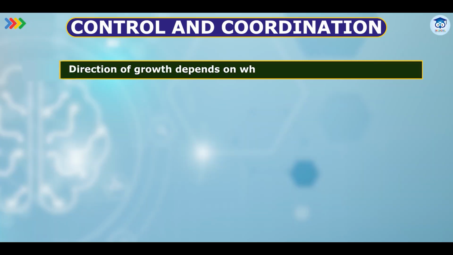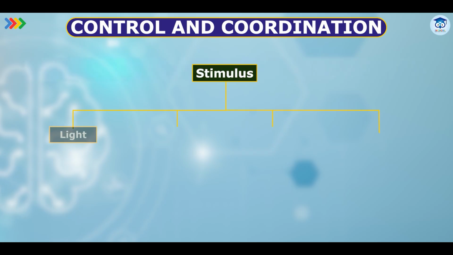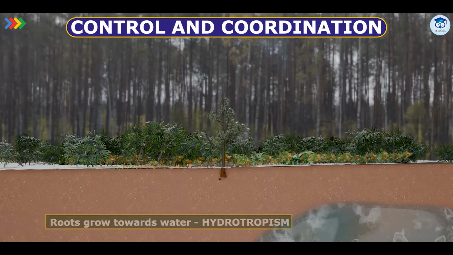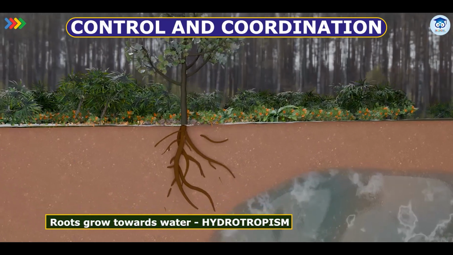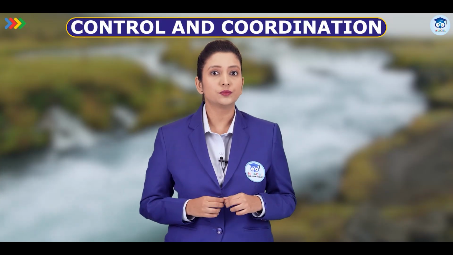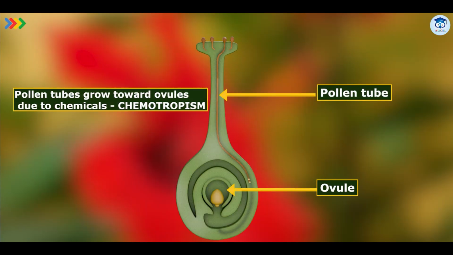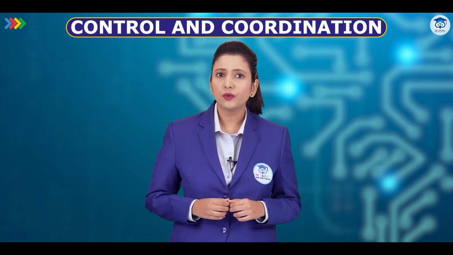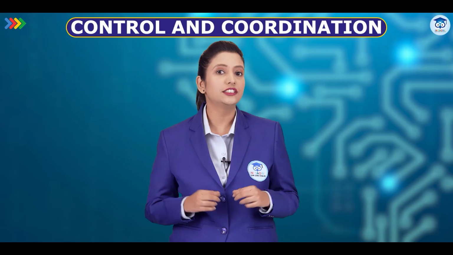So, the direction of growth depends on where the stimulus comes from: light, gravity, water, or even chemicals. In fact, when roots grow toward water, it's called hydrotropism. And when pollen tubes grow toward ovules due to chemicals, that's chemotropism. So, how are these messages carried within the plant?